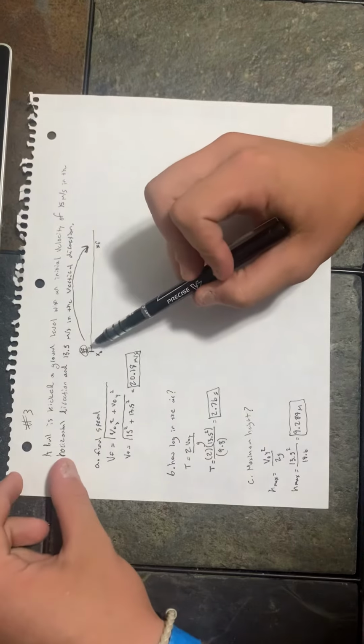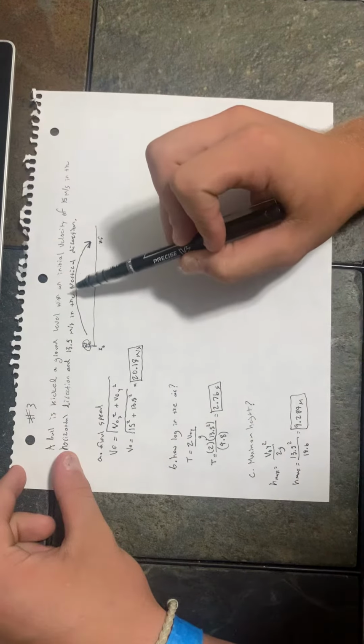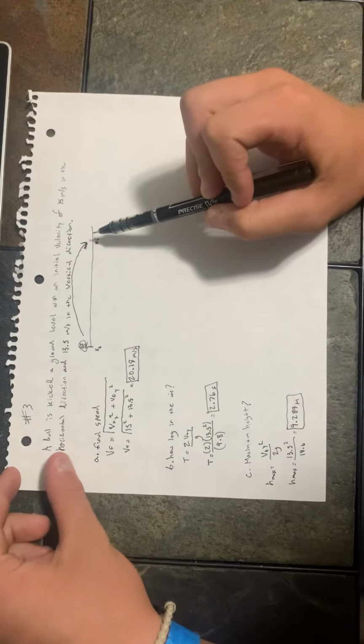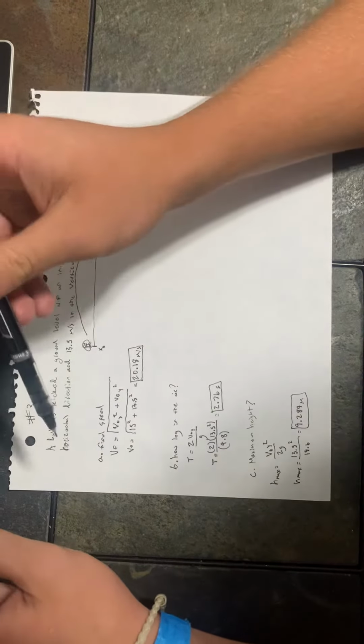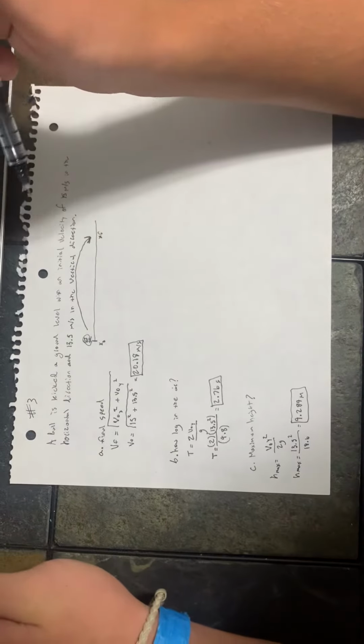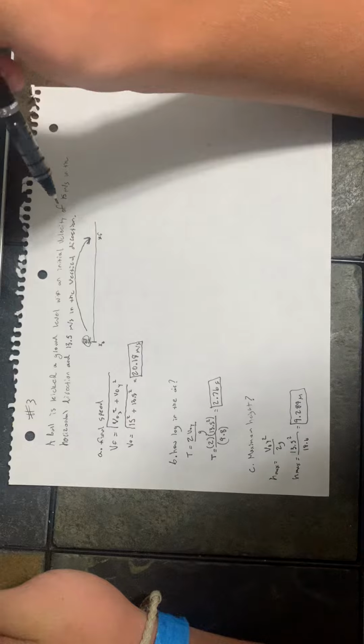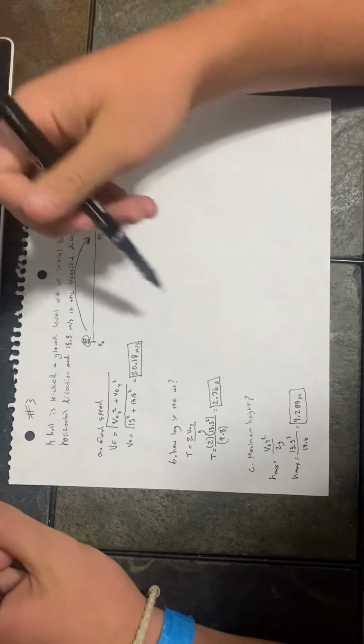So the ball is kicked and then it goes up and eventually comes down. And so what part A is asking us is to find the final speed of when it hits the ground. So right before it hits the ground, the speed basically.